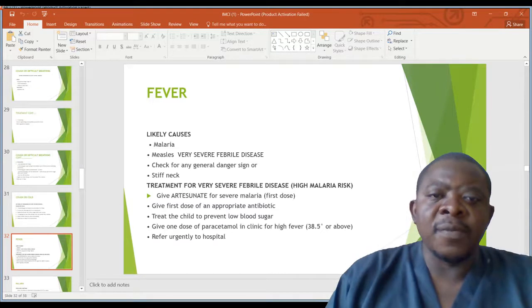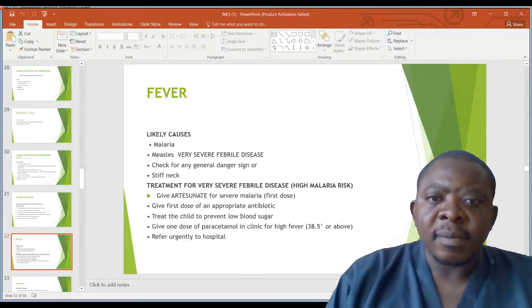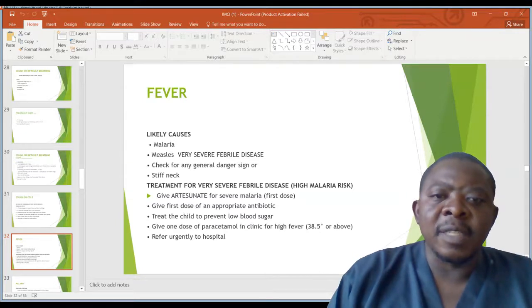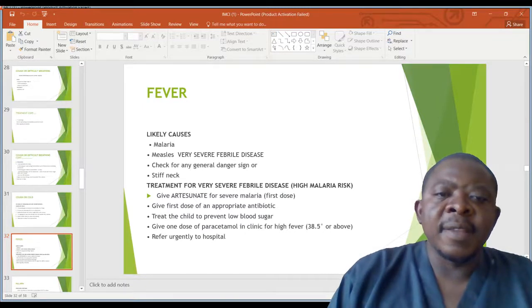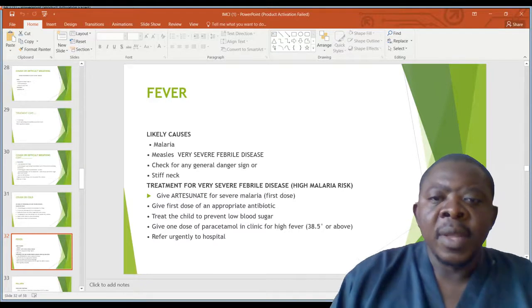So treatment for very severe febrile disease. Here you can give a first dose of quinine for severe malaria, and give a first dose of an appropriate antibiotic. Then treat the child to prevent low blood sugar, and give 1 dose of paracetamol in the clinic and refer urgently.